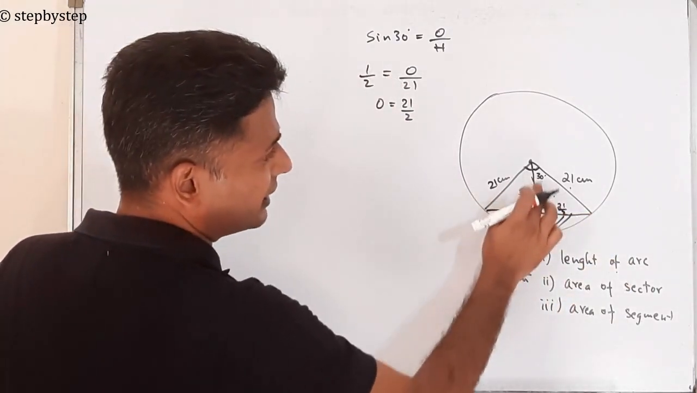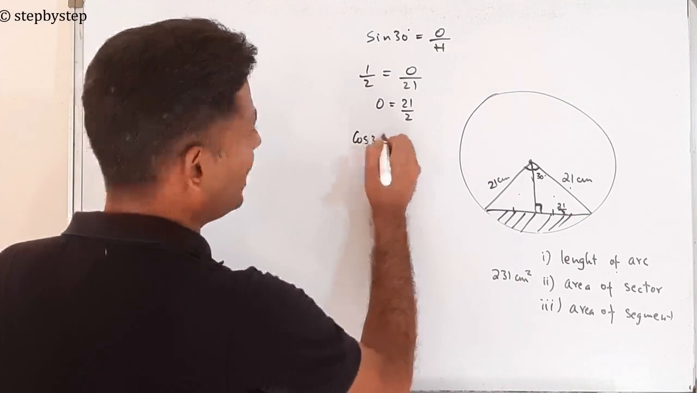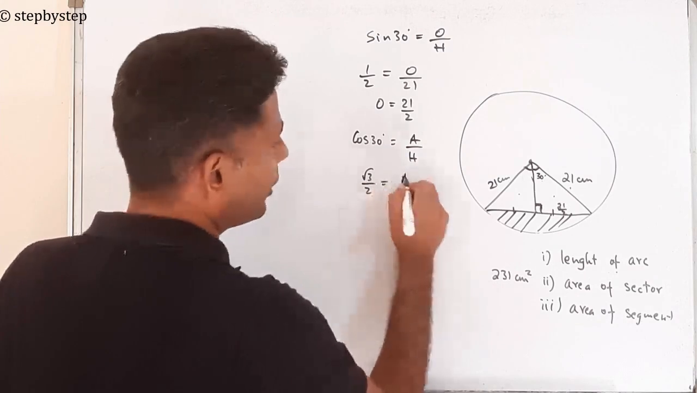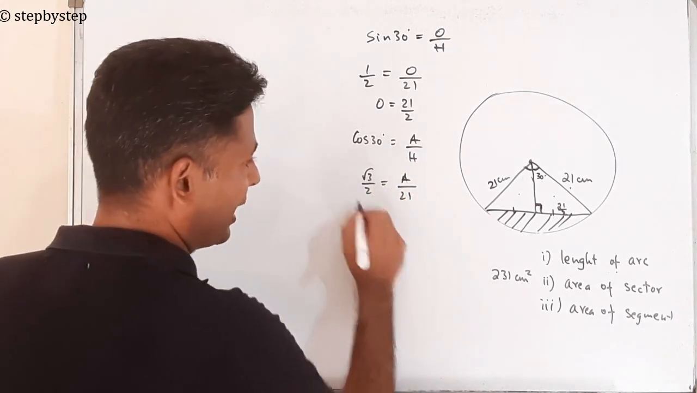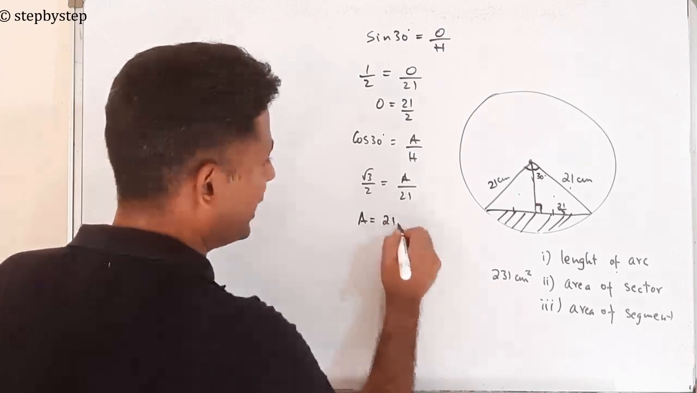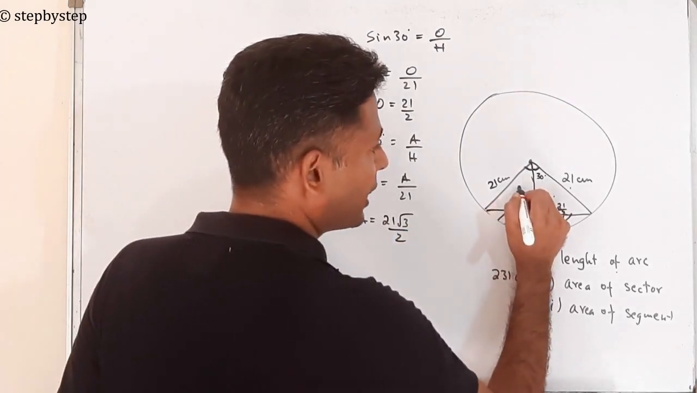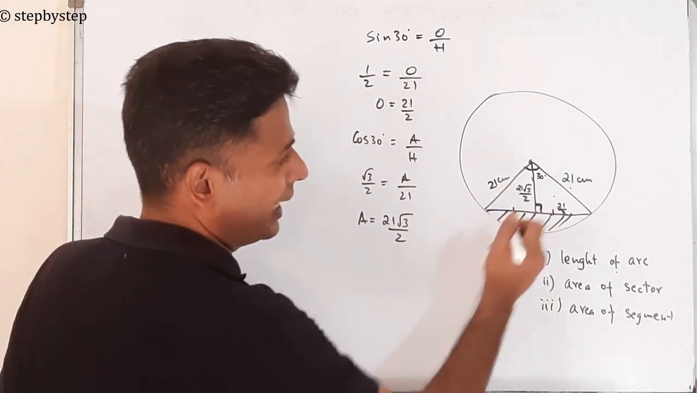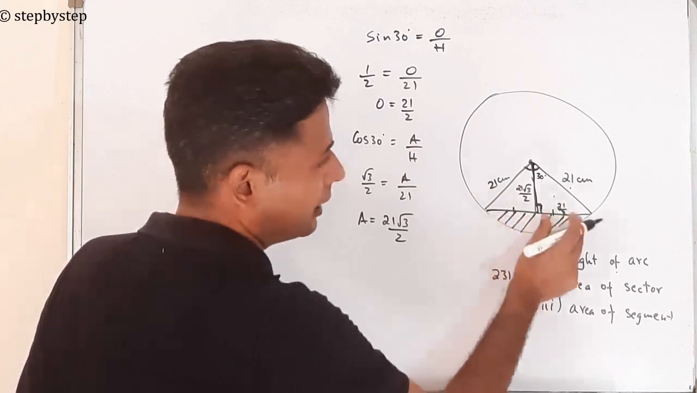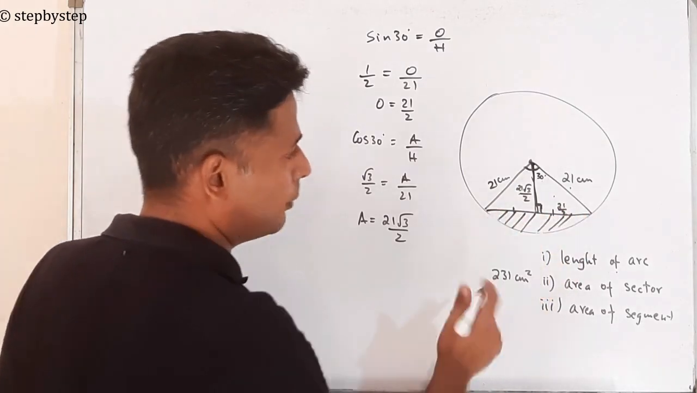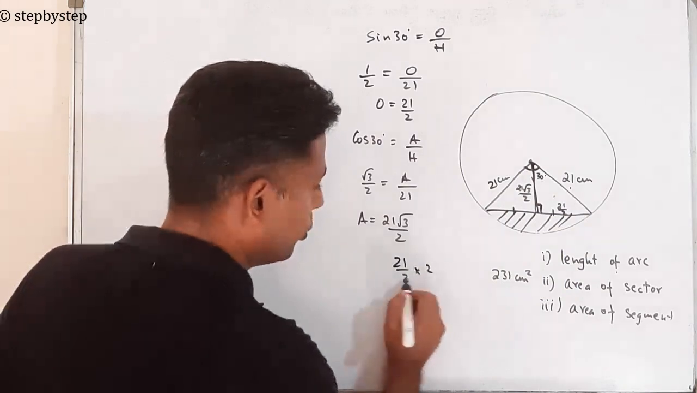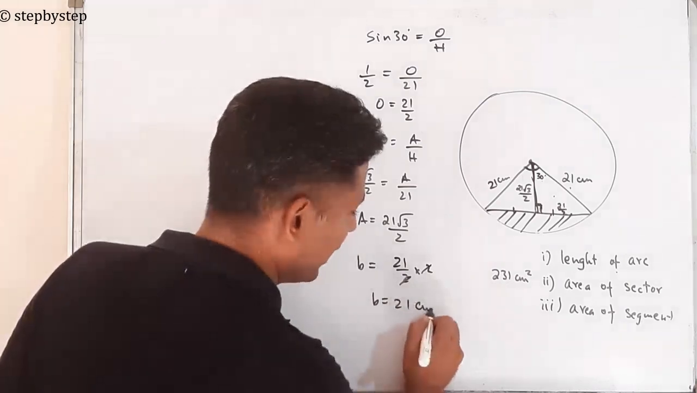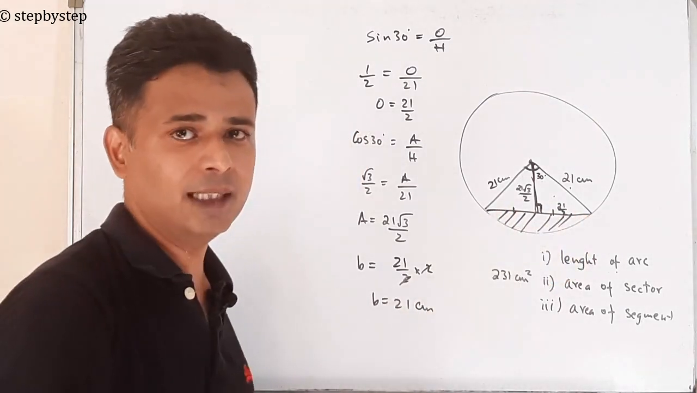Similarly, to find this side, it's the adjacent side. So cos 30 equal to adjacent by hypotenuse. Cos 30 is root 3 by 2 equal to adjacent by 21. So when I transpose, what do I get? Adjacent equal to 21 root 3 by 2. So this becomes 21 root 3 by 2. So now we have found two sides of the triangle. Now like I said, the height itself is the median, which means this is half of the whole thing. So how much will be the whole thing? 21 by 2 into 2. So the base I am talking about, 2 cancels. So the base is 21 centimeter. So entire thing will be 21 centimeter.